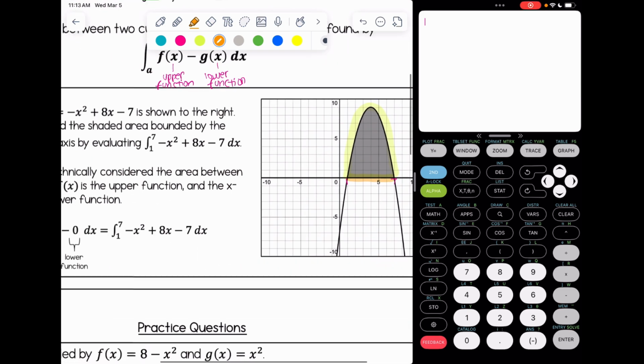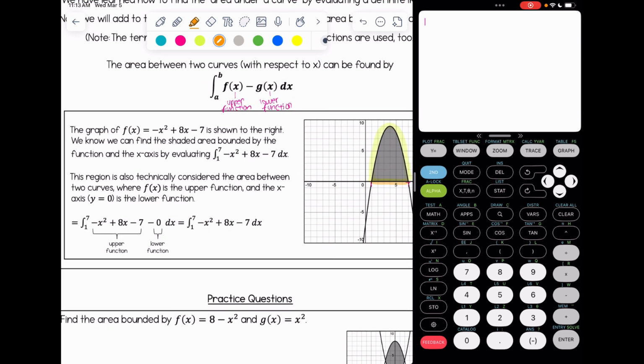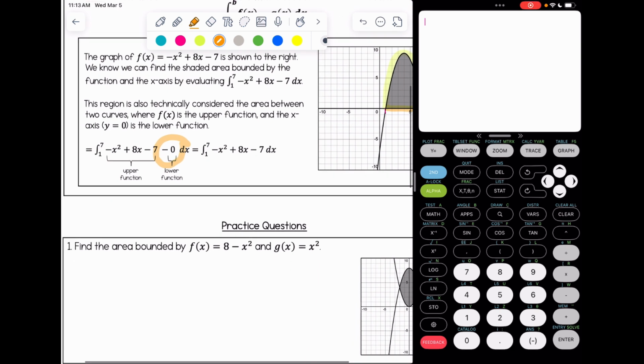Technically, this region can be considered the area between two curves, where f of x is the upper function and the x-axis, y equals 0, is the lower one. Looking at the formula, that would mean we'd be subtracting 0, which doesn't actually change anything. So we have been doing area between two curves previously. It's just that now in many of these problems, that second curve is going to be something other than the x-axis. So let's take a look at some practice questions.